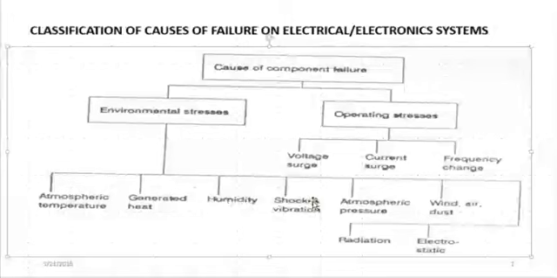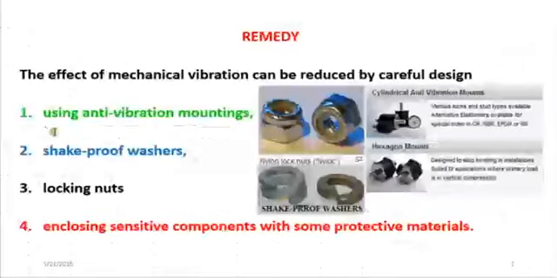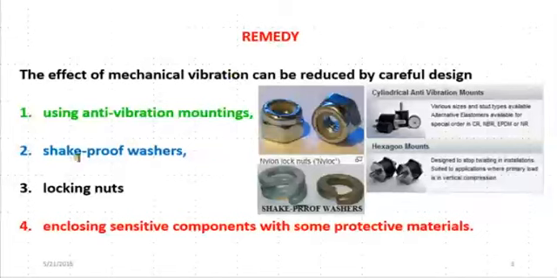We also talked about the mechanical shock and vibration. So now the remaining things include the atmospheric pressure, the wind, air and dust, the radiation and electrostatic effects. And we are also going to look at the operating stresses, which include voltage surge, current surge and frequency change. But as I have already said, we discussed mechanical vibrations, and we have seen the remedies, and these are the remedies we mentioned.